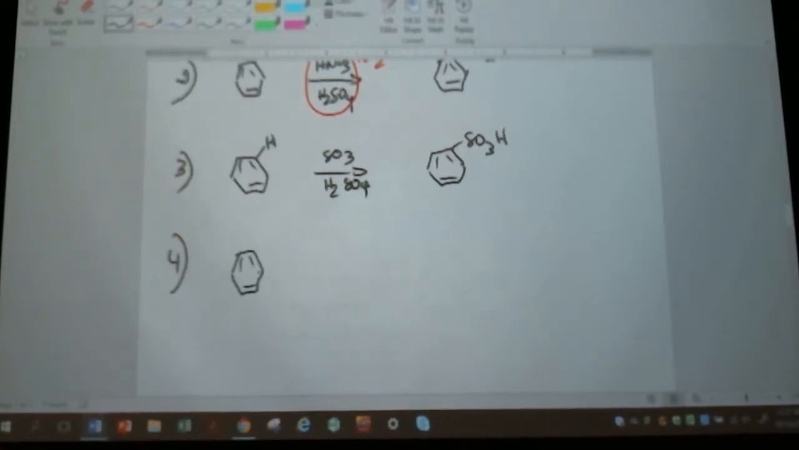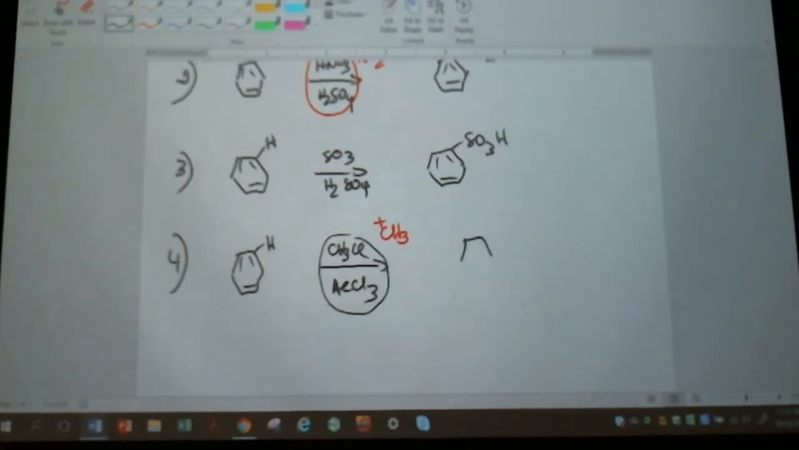Or we're going to do a Friedel-Crafts alkylation first. So an alkyl halide reacts with a Lewis catalyst, like aluminum trichloride, to effectively form this really reactive carbocation, which then will allow you to alkylate.